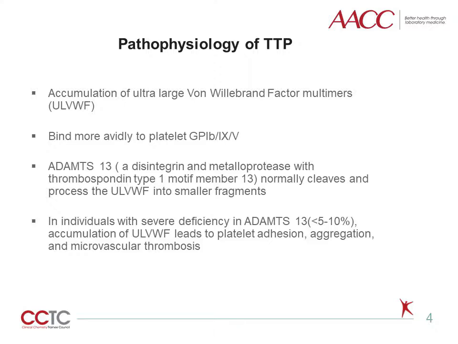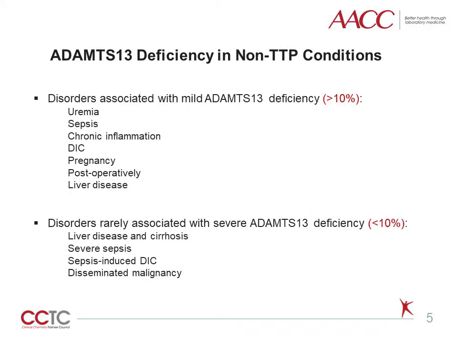In TTP, severe ADAMTS13 deficiency can be acquired due to the formation of autoantibodies or congenital due to mutation in the ADAMTS13 gene. TTP is also called ADAMTS13 deficiency-mediated thrombotic microangiopathy. It is important to realize that mild deficiency of ADAMTS13, more than 10%, is identified in uremia, sepsis, chronic inflammation, DIC, pregnancy, post-operatively, and liver disease.